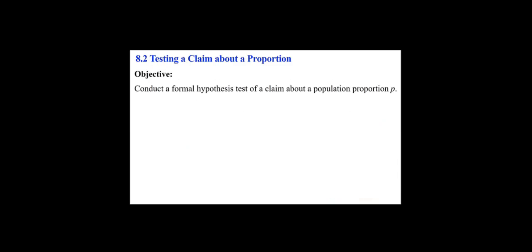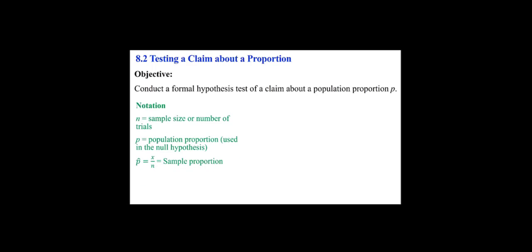The objective is to conduct a formal hypothesis test of a claim about the population proportion p. We should remember the notation. n represents the sample size, p is the population proportion, and p hat is the sample proportion. The sample observations are a simple random sample. The conditions for a binomial distribution are satisfied. There is a fixed number of trials. The trials are independent.